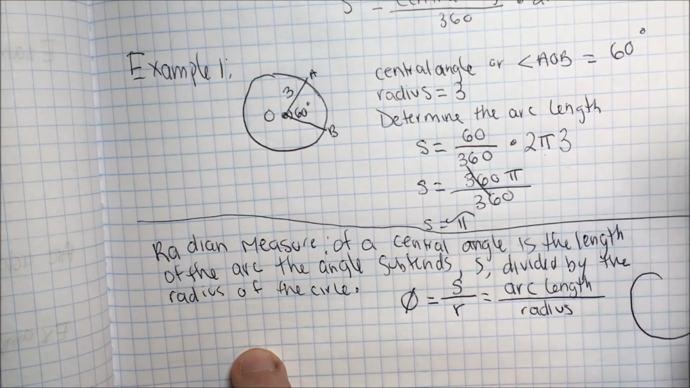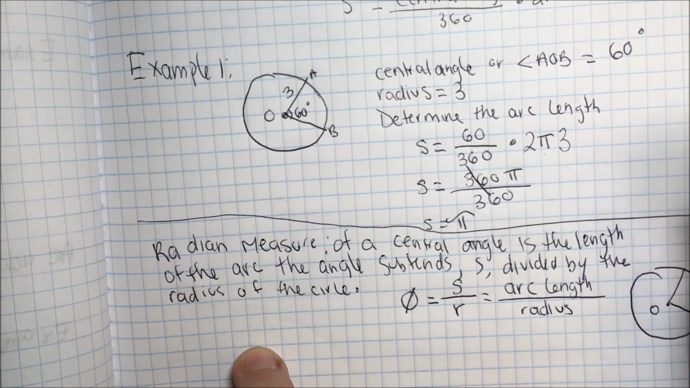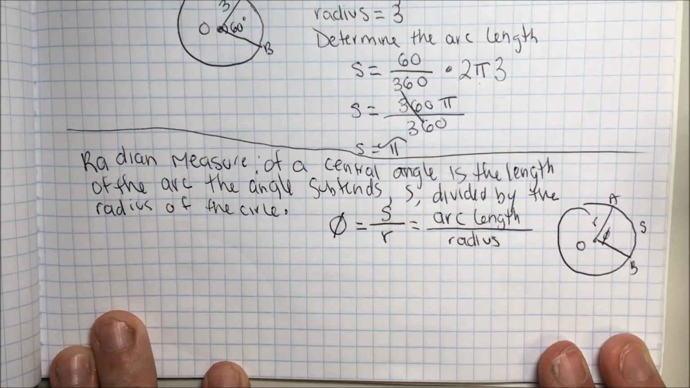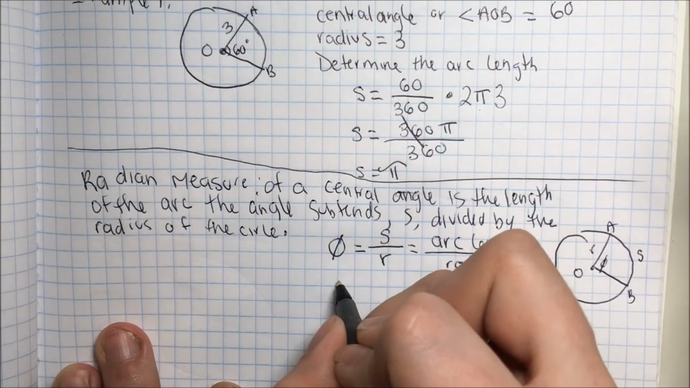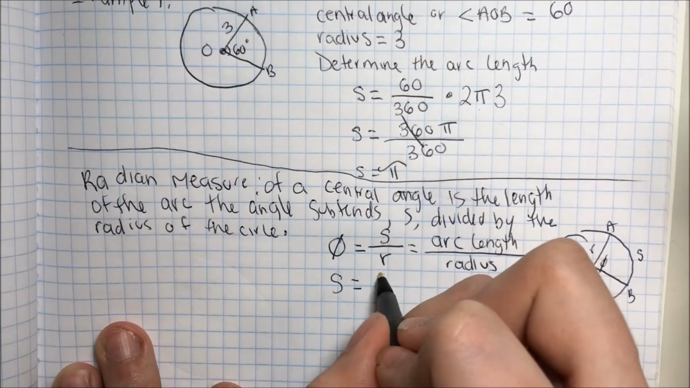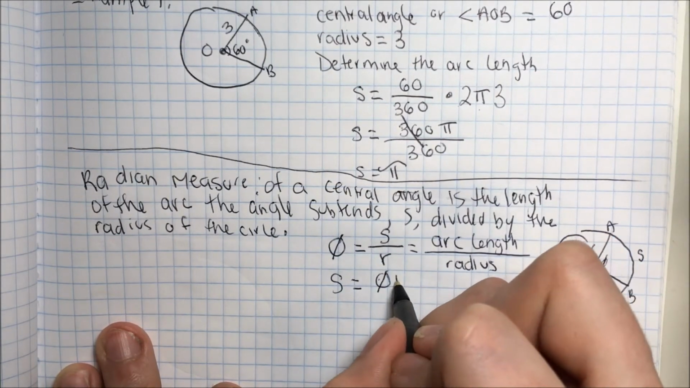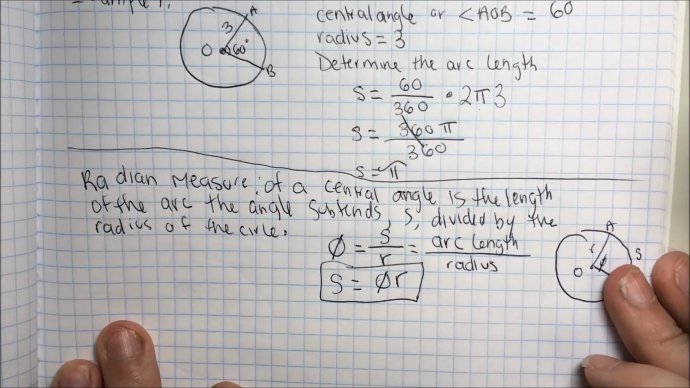So if we have a picture here, center of O, so we have our radius of r, and this length here is our arc length, and that's what we label as S. And this would be our angle measure. So we can also write this as arc length is equal to the central angle times our radius. So we want to look at this equation.